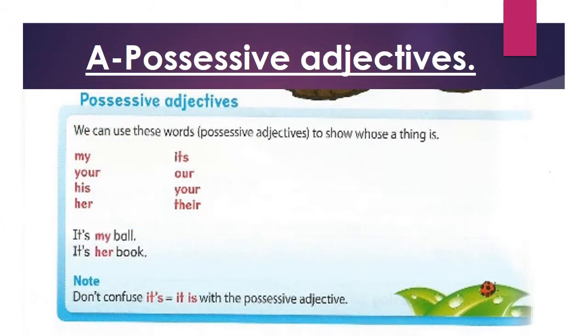Now, Junior 2, we are going to talk more about possessive adjectives, okay? And I will give you a small example that makes the idea clear for you. Possessive adjectives, okay, what are they? We can use these words, which are our possessive adjectives, to show whose a thing is. For example, I'm going to take pen as an example, okay?